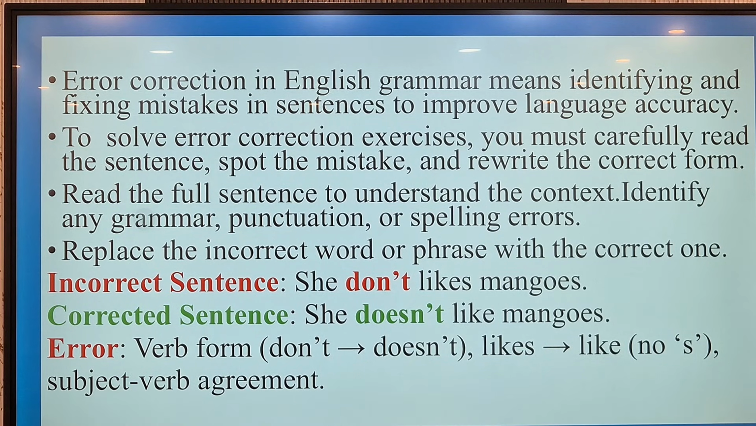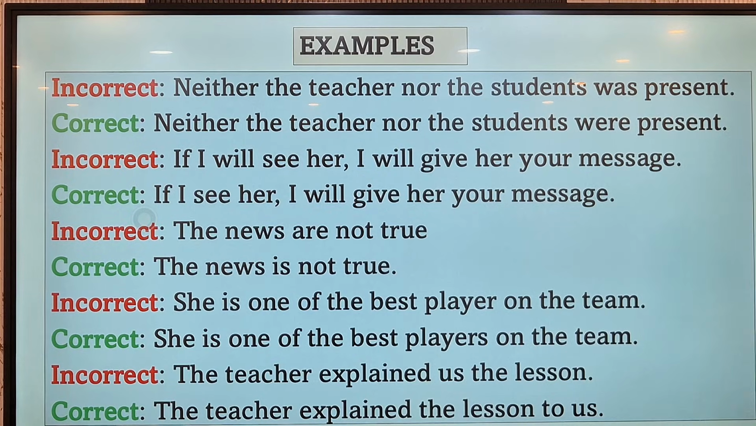The verb form "don't" has been changed into "doesn't", and "likes" has been changed into "like", there is no S. It will be "like mangoes". So, this is subject verb agreement error. This you have to find and do accordingly. Here are some more examples.